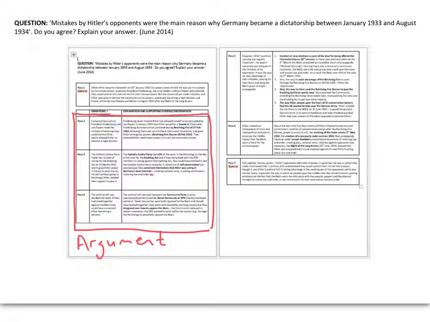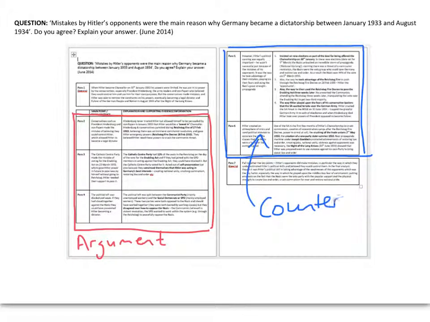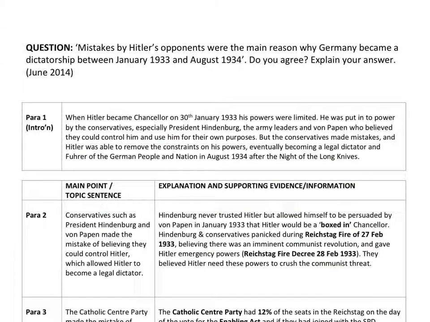Then what you do in the second half of the answer, and I use a different colour here, you present the counter argument. And so again, you can see there's two paragraphs, and the counter argument is an opposing point of view. So that's really important, because what they're looking for with the essay question is that you're writing a balanced argument. So you've got the argument and the counter argument. So let's move on to the actual plan itself. So we'll zoom in.